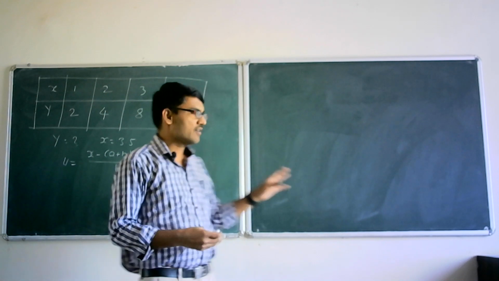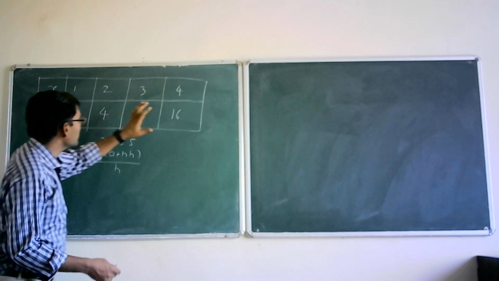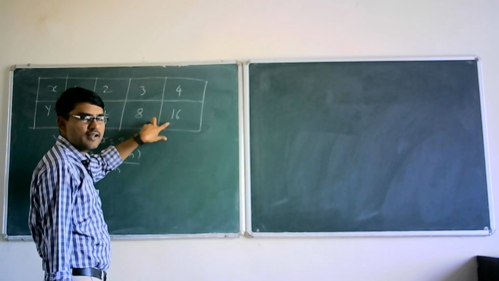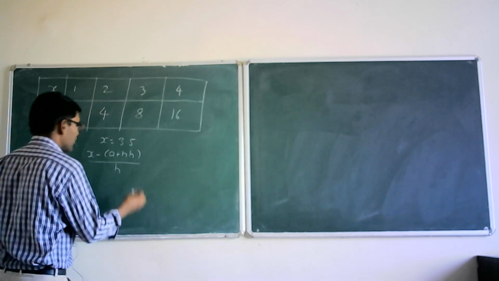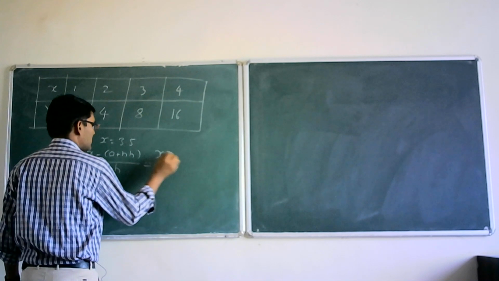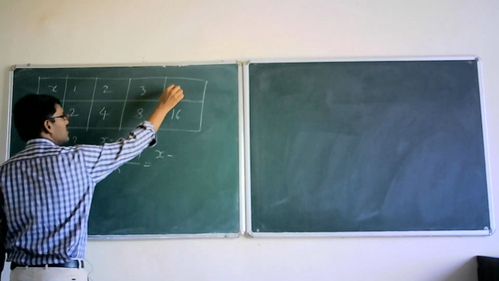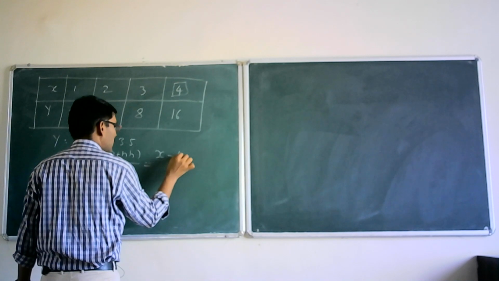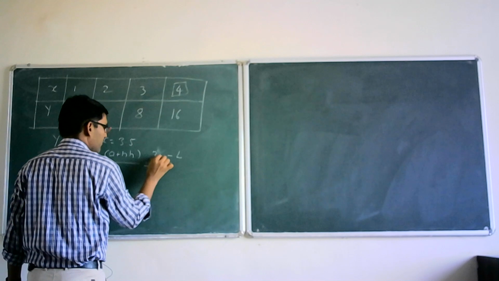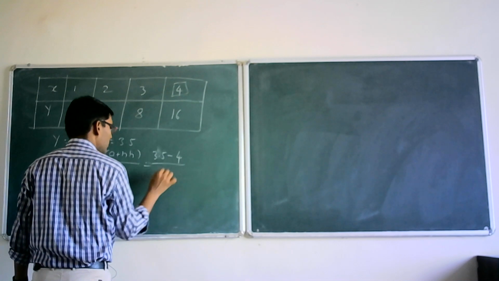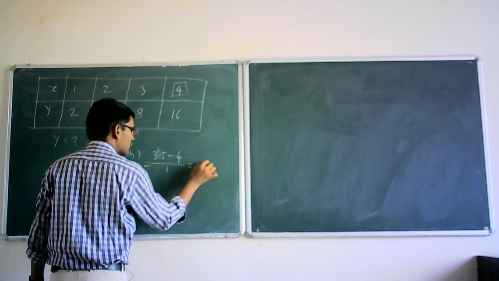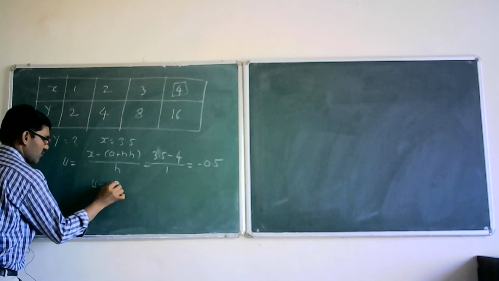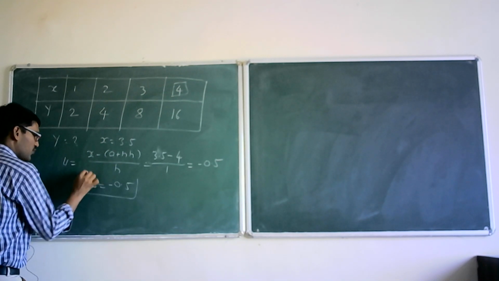And one more thing, since x increases and y increases, our answer should lie between 8 and 16. The answer we get should be between 8 and 16. So let's see, here x minus (a plus nh), that is the last value. This is our a plus nh. So x minus x_n is what? 3.5 minus 4 divided by 1, so it is minus 0.5. So u is equal to minus 0.5.